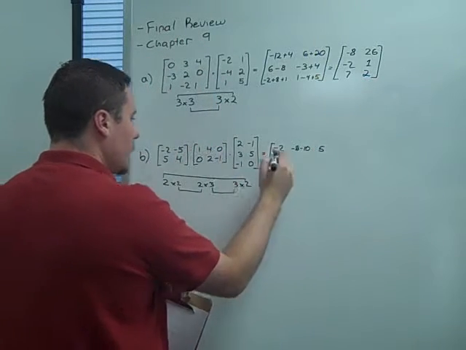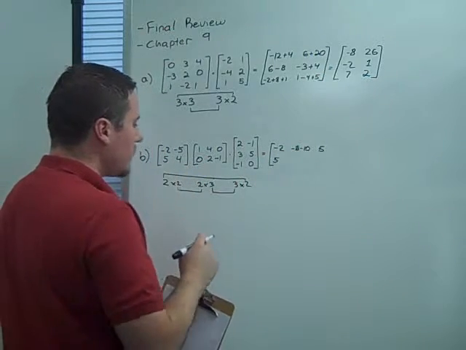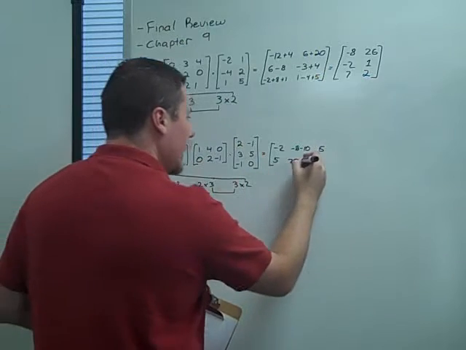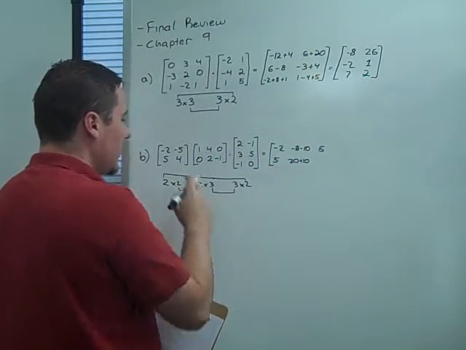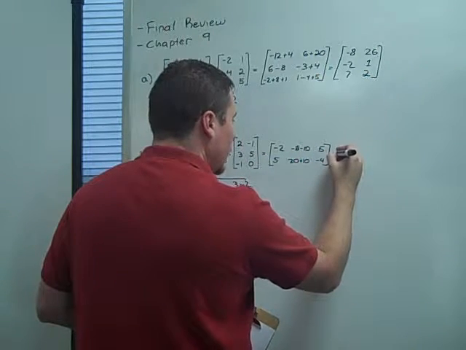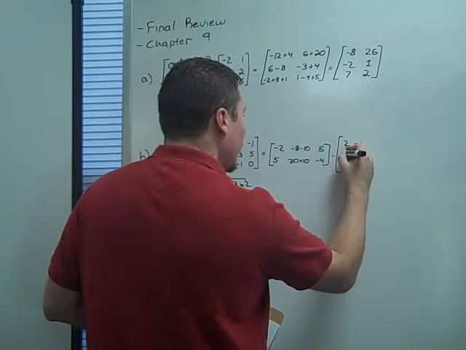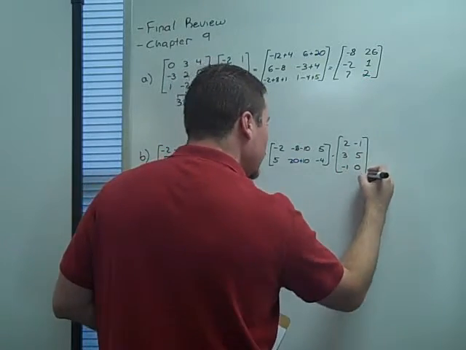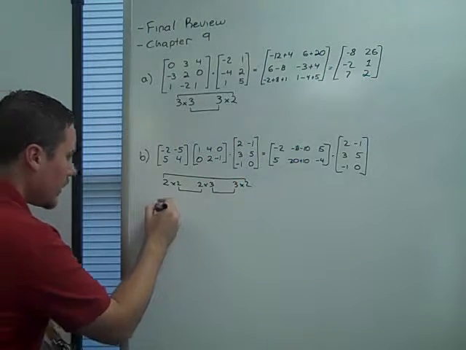Then 5 times 1 is 5. And 0 times 4 is 0. 5 times 4 is 20. 4 times 2 is 10. And 5 times 0 is 0. 4 times negative 1 is negative 4. So, copying over the 2, negative 1, 3, 5, negative 1, 0. I'm just going to move this all down here as I calculate what this matrix is.